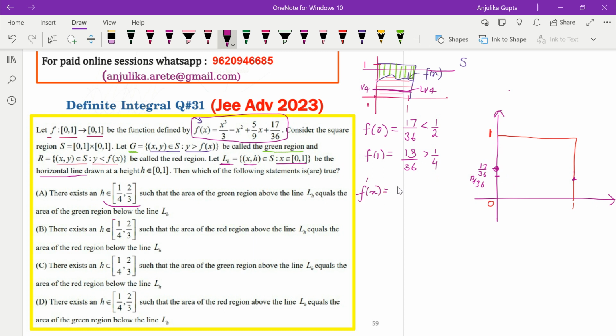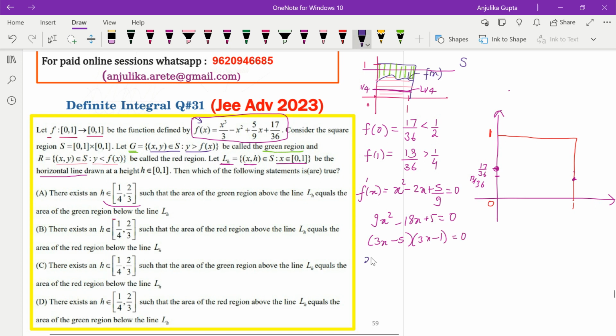So let's find the derivative. Very simple. 3x squared, the 3 gets cancelled. So x squared minus 2x plus 5 over 9. That's your derivative. You want to equate your derivative to 0 to get the critical points. So let's solve that. The equation is 9x squared minus 18x plus 5 equal to 0. Very easy to factorize. You end up getting (3x minus 5)(3x minus 1). So what are the critical points? x is 5 over 3 and x is 1/3.